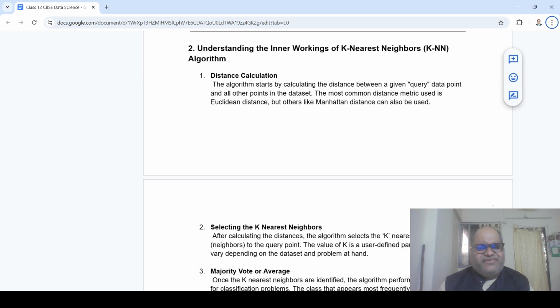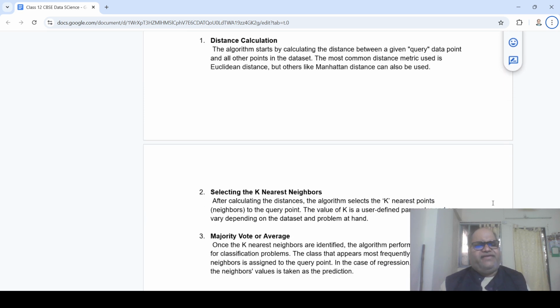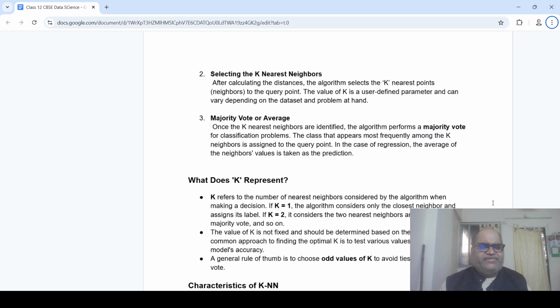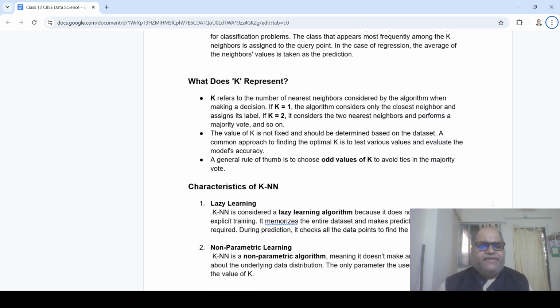So the steps are simple. There is a way of getting distance. Calculate distance, then aggregate and get the top k nearest ones, and then use some kind of majority vote, or average. K here is again, as we said, something like 1, 2, 5, 10, depending on what works best for you. Typically, something above 5 is used, but there is no fixed definition of it.